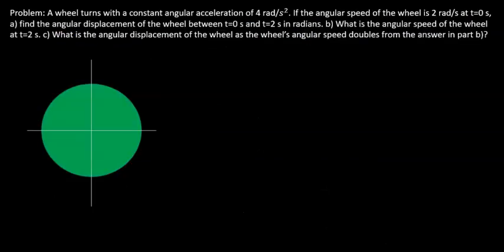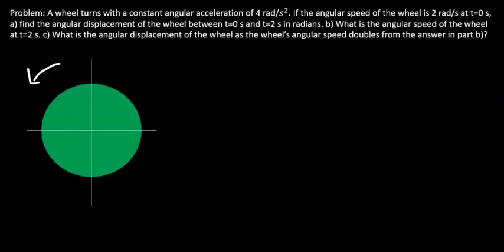Problem 3. A wheel turns with a constant angular acceleration of 4 radian per second squared. So this is another example of rotational kinematics. If the angular speed of the wheel is 2 radian per second at t equals 0 seconds, find the angular displacement of the wheel between t equals 0 and t equals 2 seconds in radians. So let's do that first. So let's assume this is the wheel turning like that.